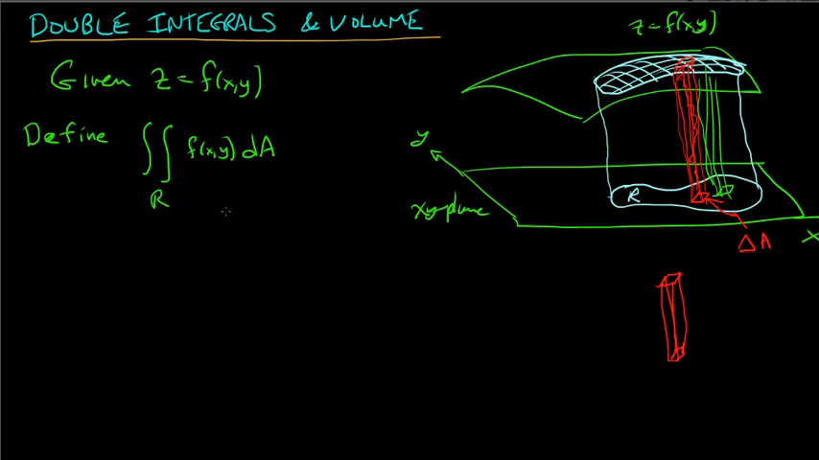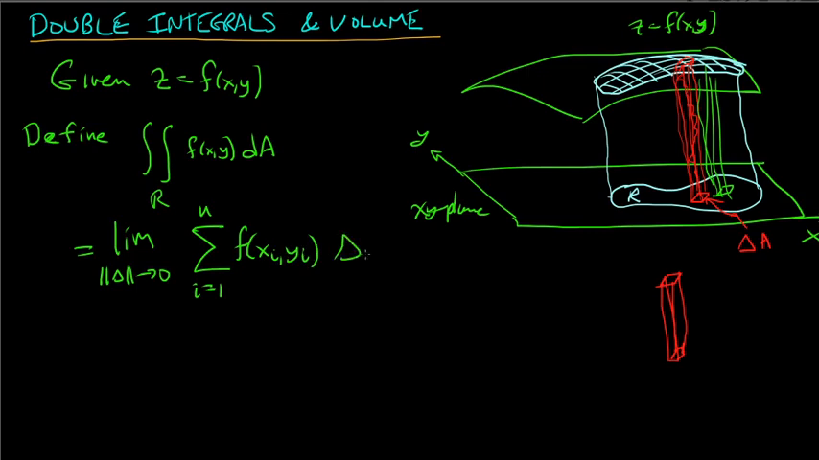So the idea is just to take a bunch of these and then add up all those volumes. So this is going to be the limit as the norm of the partitions approaches 0 of the sum, say i goes from 1 to n, of f of x_i, y_i times delta A_i, where this is the ith square or rectangle. And when you take that limit, you get the exact volume. So this is effectively another Riemann sum that you probably dread from your Calc 1 days.